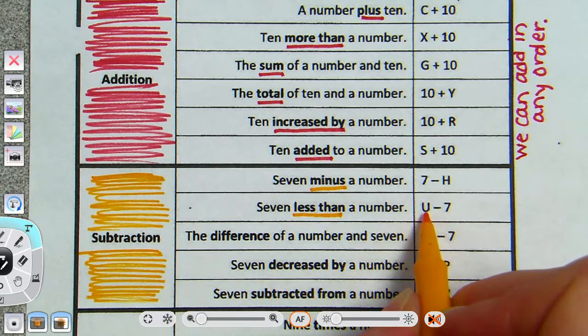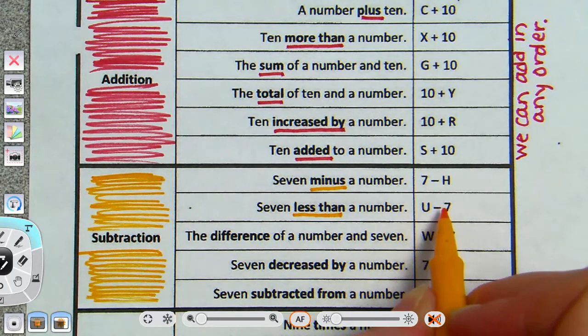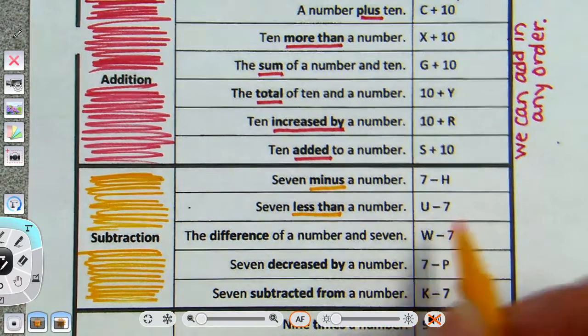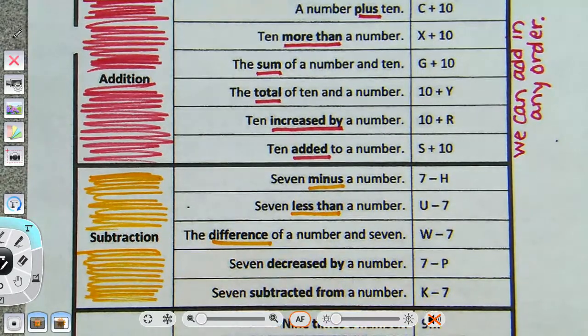So here's our mystery number. And to show 7 less, we show minus 7. Okay. The difference is the answer in a subtraction problem. So the difference of a number and 7, so here's our number, W, minus 7. 7 decreased by a number. So here's our 7. We decreased it by a mystery number P.